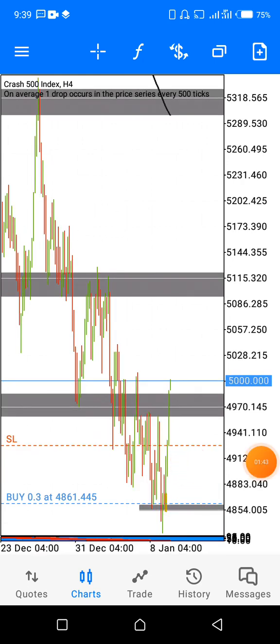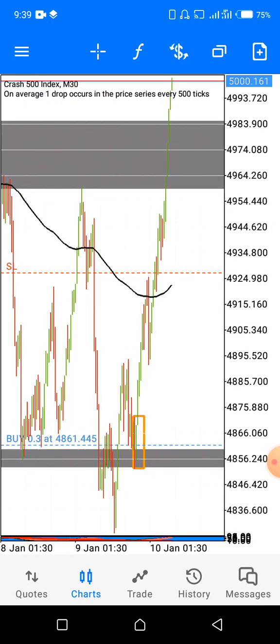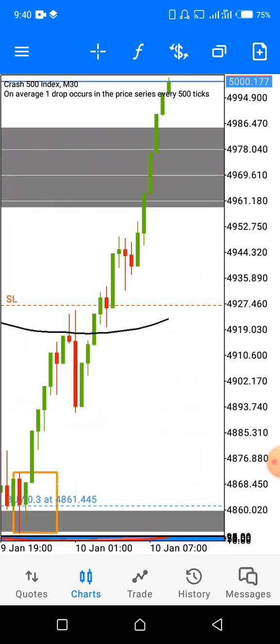So let's go down to 30 minutes so I can show you how I was able to enter the trade using the smart money reversal system. So this is the 30 minutes time frame.